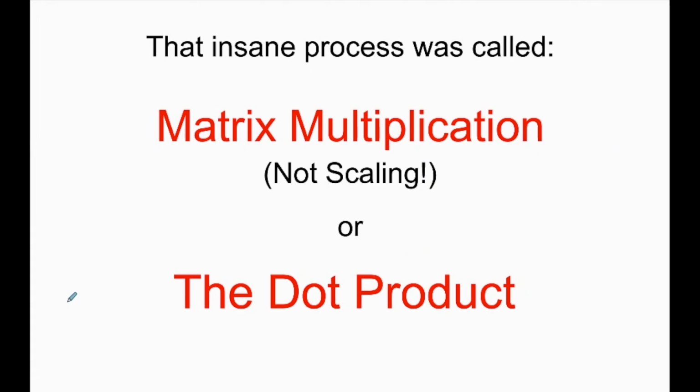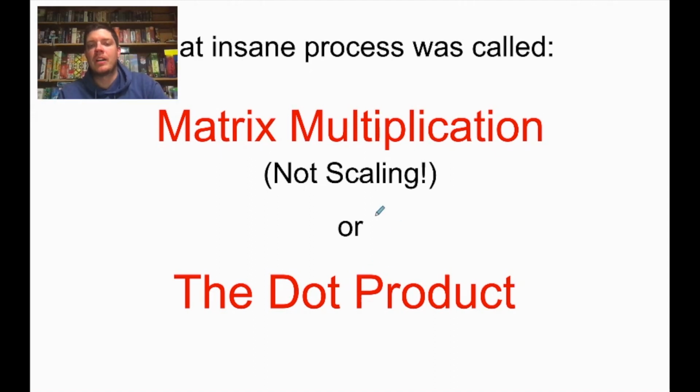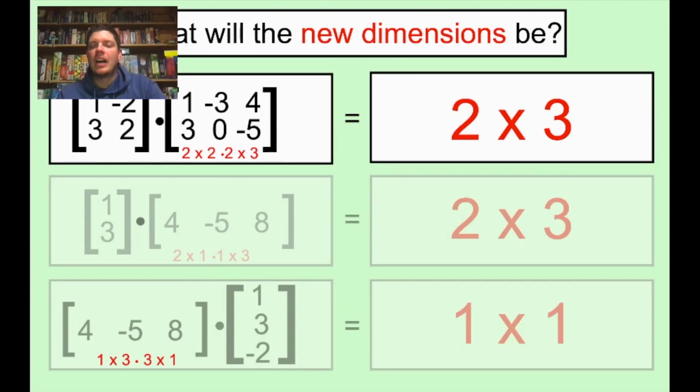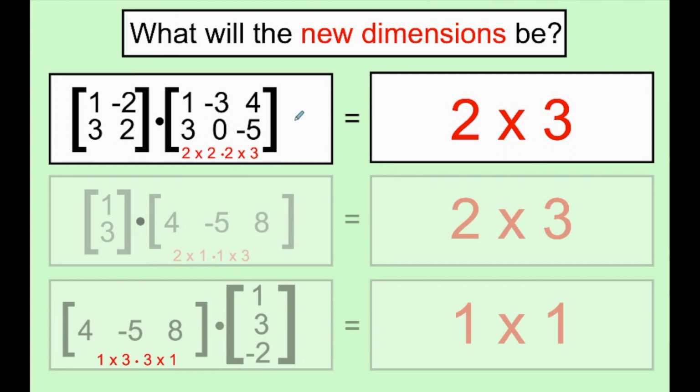Okay, so again, this whole crazy process, it's called matrix multiplication. Some people call it the dot product. It's different than scaling. Okay, so let's get to the nitty gritty. In your last lesson, I think you talked about what kinds of matrices you can multiply. Here were 3 examples of pairs of matrices you could multiply together.